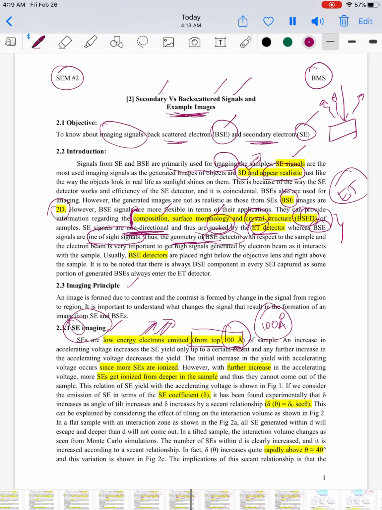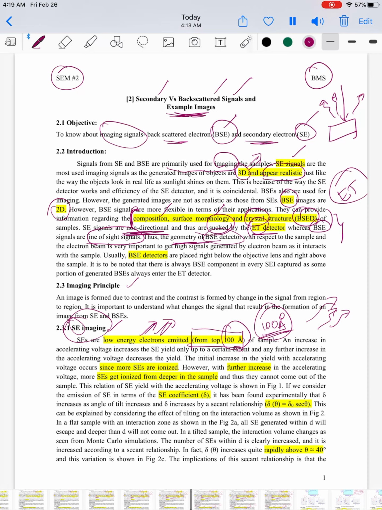Whichever come out from the top 100 angstrom make it to the detector and can be detected. Whereas if the secondary electrons are generated from a greater depth in the test sample, they cannot come out. If they cannot come out, we cannot detect them. So that is a key to remember: secondary electrons are low energy, and they are detected from the top surface.